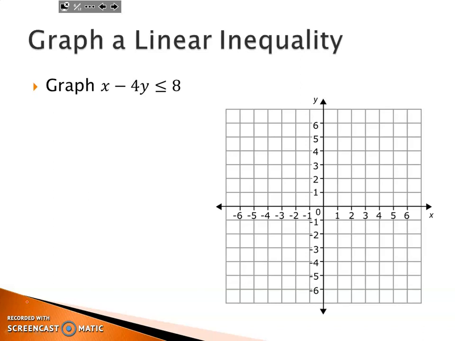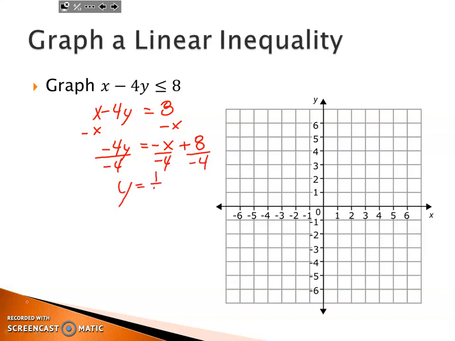Okay, hopefully you have this paused. So we're going to go through again. First step, we just need to get this into y equals. So I've got x minus 4y equals 8. Subtract x, subtract x. I get negative 4y equals negative x plus 8. Divide by a negative 4, everything's divided by a negative 4. I get y equals a positive 1/4 x minus 2.